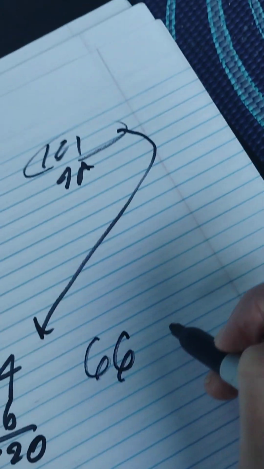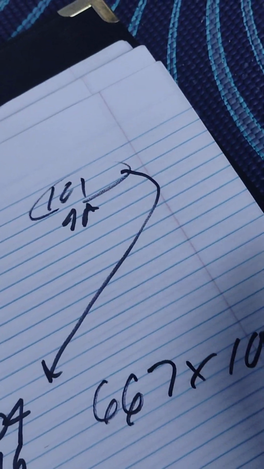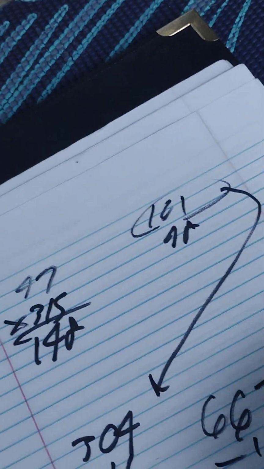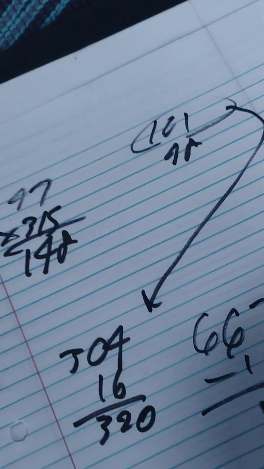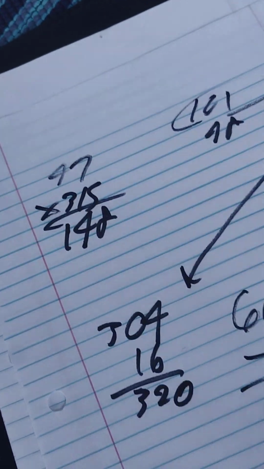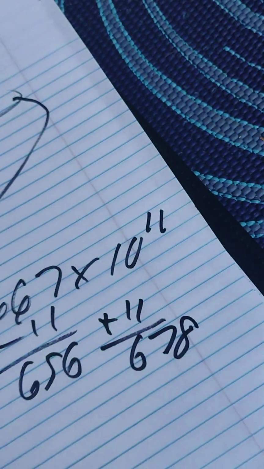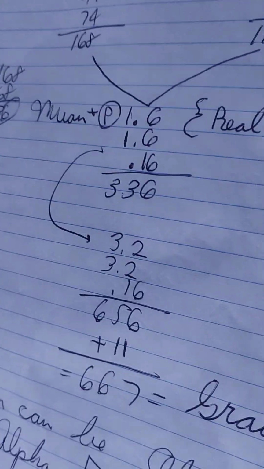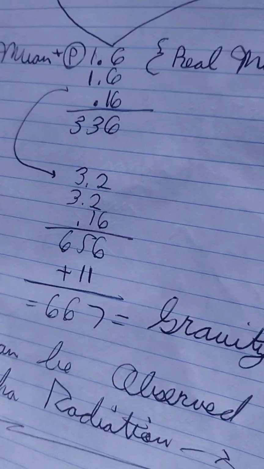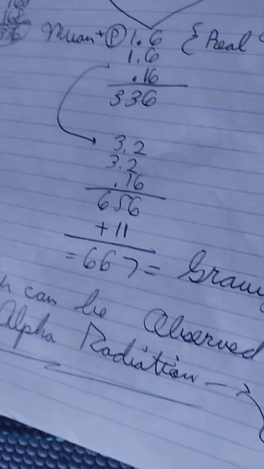Well, gravity is, and the same math we've been showing all along, the power rule, minus 11, 656. Or you go plus 11, 678. We'll show both of those. Now, that leads to gravity. The plus 11. 11 is a muon lepton.